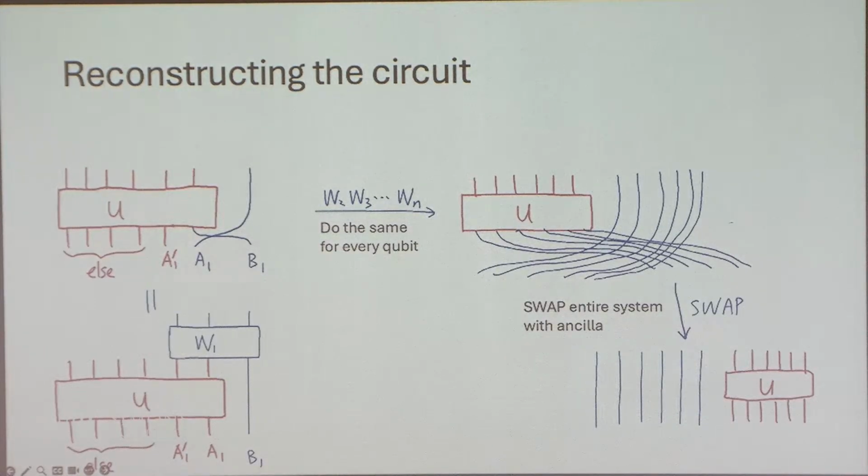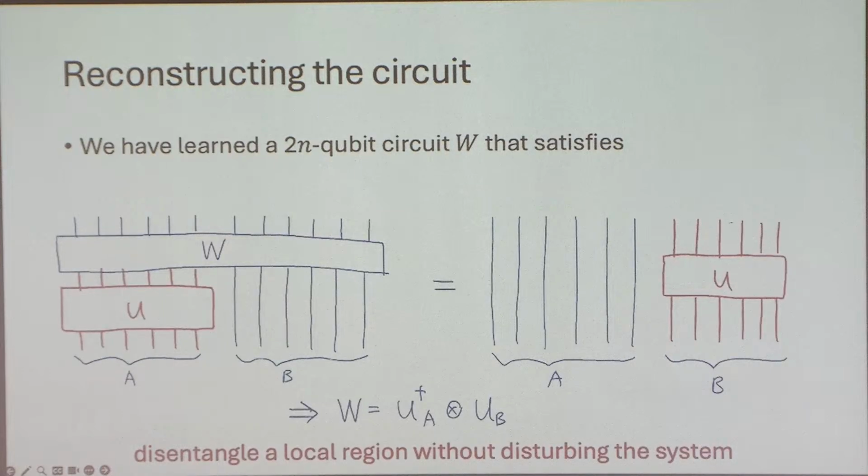And to summarize what we have done, we have exactly learned a 2n-qubit circuit W on top of everything, including the unknown circuit U and n extra wires. But somehow, it achieves the effect of moving U from left to right. And of course, if we examine this picture, we just get that W is exactly equal to U-dagger tensor U. And therefore, our problem is solved. If we distill the key idea of how this worked, it's really trying to disentangle a local region without disturbing the system.